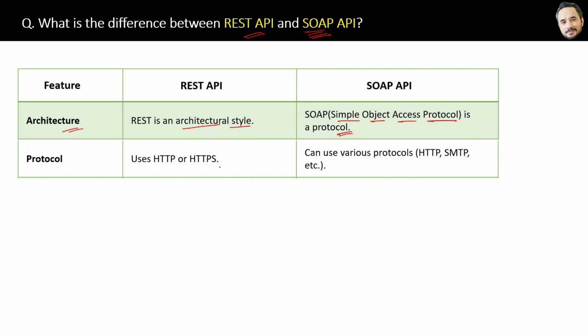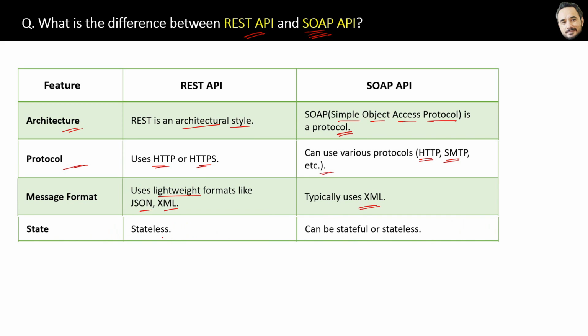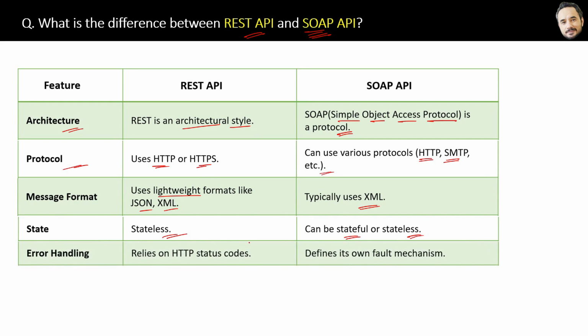Second difference is REST API uses HTTP or HTTPS protocol only, whereas SOAP API can use various protocols like HTTP, SMTP, etc. Next is REST API uses lightweight formats like JSON, XML, whereas SOAP API typically uses XML. Okay. Then next is REST APIs are stateless, you know it, whereas SOAP API can be stateful or stateless also. Depends.